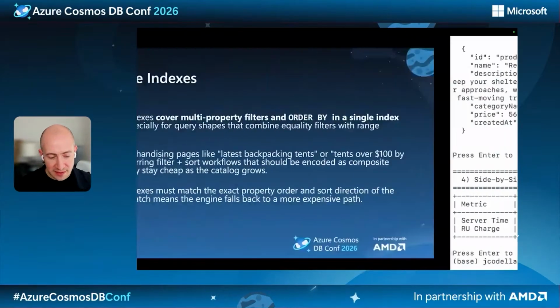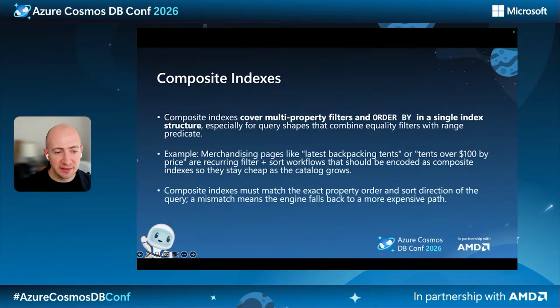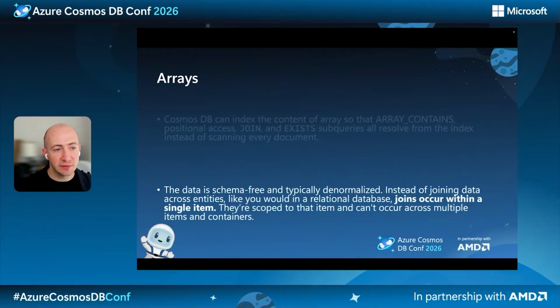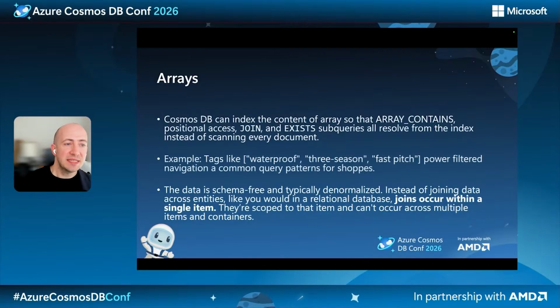Okay, so let's talk about the next area. We covered basic queries and composite indexes. Now let's jump into arrays. Cosmos DB can index the content in an array. And then you can use query functions like ARRAY_CONTAINS, or you can reference certain positions of the arrays, or you can even do intra-document joins, and you can use EXISTS subqueries and all sorts of great functions to resolve from the index instead of scanning every single document for the contents of those arrays.